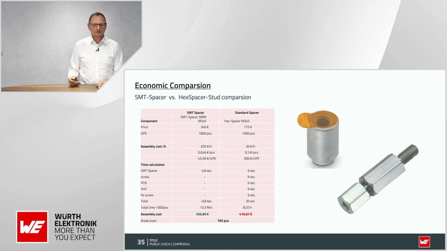Total time for 1,000 pieces then means you need less than 14 minutes, while you need a whole working day to do that all by hand. And of course the assembly cost with the SMT spacers is lower than the standard spacer if you count the labor in. And the break even we can count here at 765 pieces.